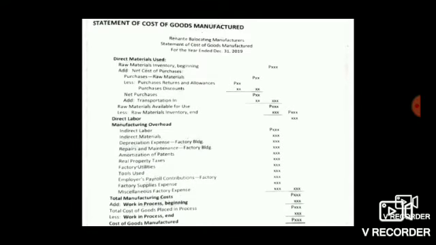So, first is our direct materials used. Sa direct materials used natin, nakabilang yung raw materials inventory natin. Yung raw materials inventory naman natin, nakabilang din dito yung beginning inventory or yung raw materials inventory, beginning. Pagkatapos nun, pag gusto nating bumili or may nabili tayo ng mga materials or raw materials na gagamitin in the future, so i-add natin ito as purchases of raw materials, or i-debit natin siya as purchases of raw materials.